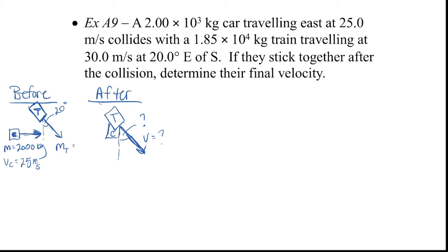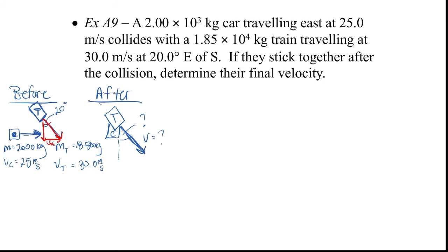And of course, the mass of the train is 1.85 times 10 to the 4, which is 18,500 kilograms. And then the velocity of the train before is 30 meters per second, but that's at 20 degrees east of south. So keep in mind, we're going to have to draw our lovely little right angle triangle here so we can get the velocity in the X and Y directions.